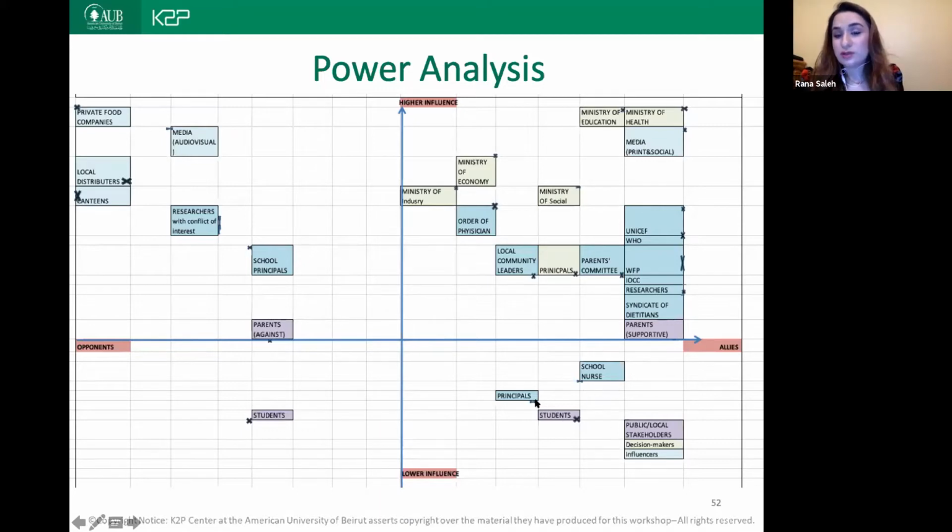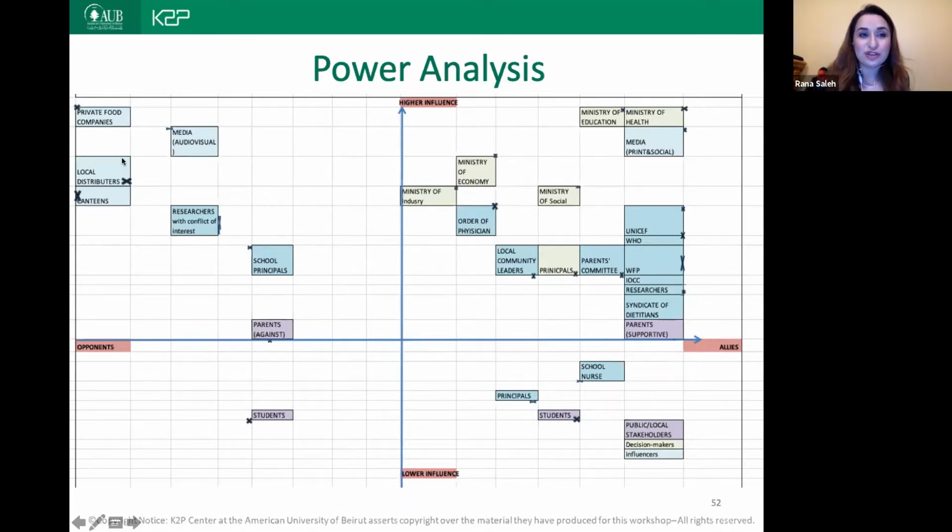School nurses and students and other principals of the public schools, for example, are not that powerful, even though they are allies. So it's very important to identify how powerful they are. How likely is a school nurse able to change a policy in schools? In some instances, she or he can. In other instances, they have very limited ability. In Lebanon, they don't have that much power, but they are definitely allies. So that's why you would have them here in the low influence quadrant.